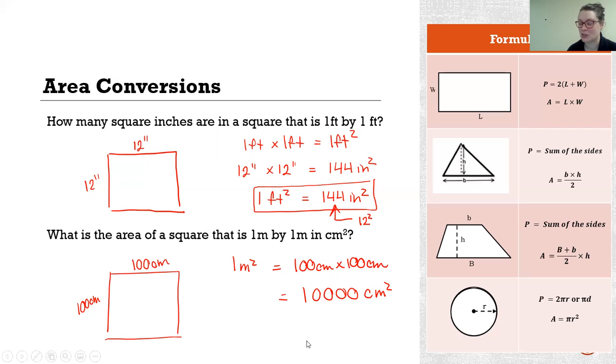Oftentimes you'll know the dimensions of a room in square feet, but maybe you need to calculate flooring quantity in square yards. It doesn't always make sense to recalculate the area of the room. If you know it's 1,200 square feet, you should be able to just make yourself a conversion and use your new conversion.